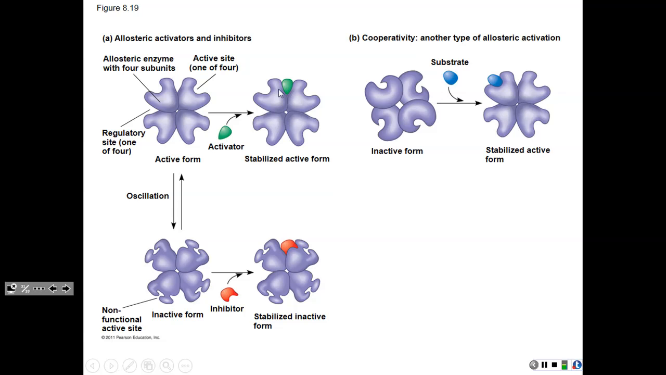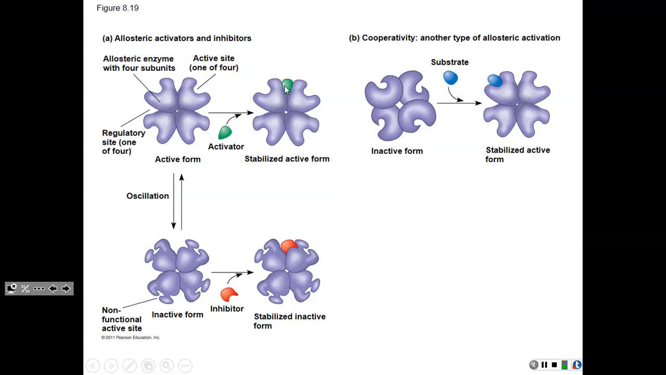Because the green thing is here, this little thing can't flop over and cover the active site. And because the green thing is here, this thing can't flop over and cover that active site. That's all that's going on here. Nothing more complicated than that. How does the green thing do it?